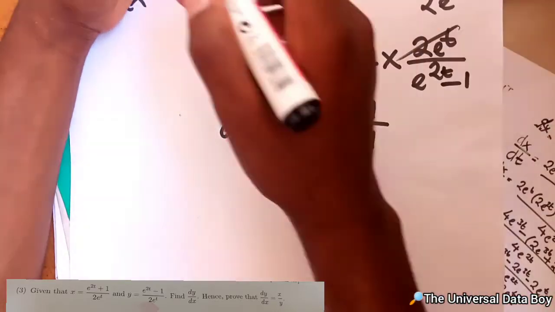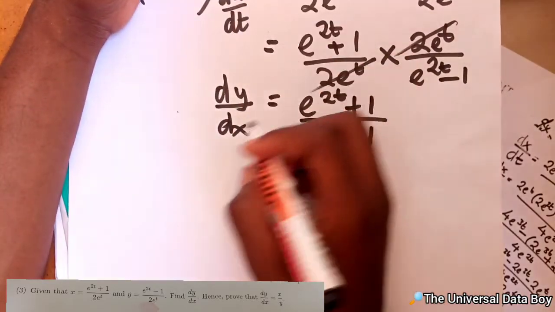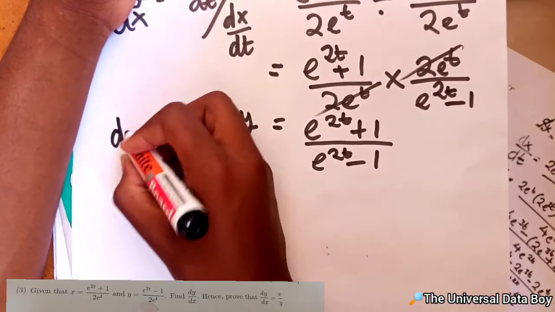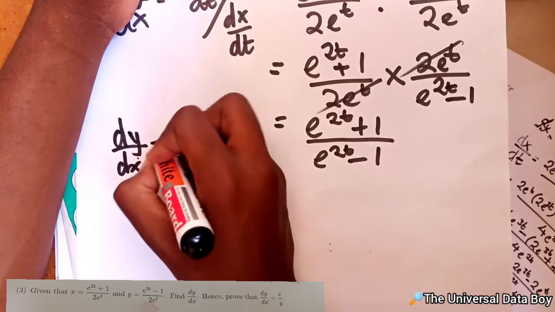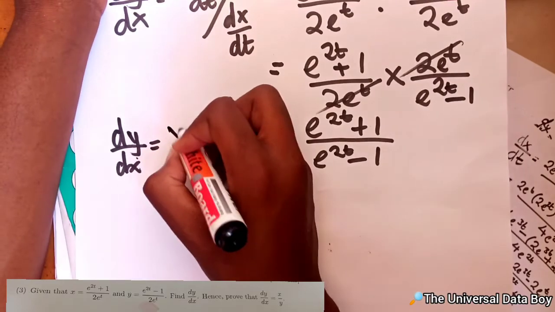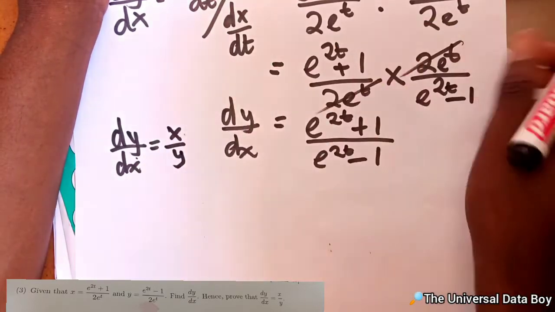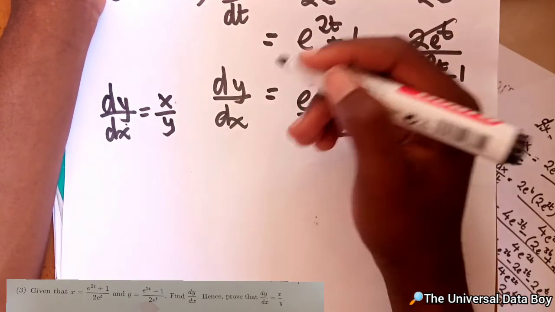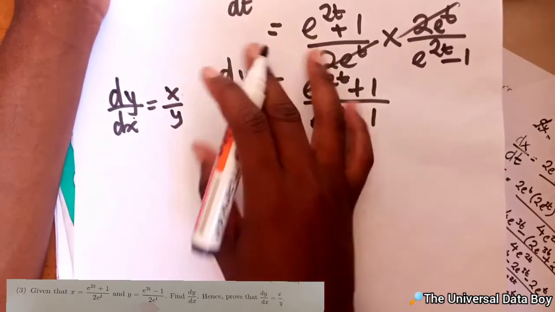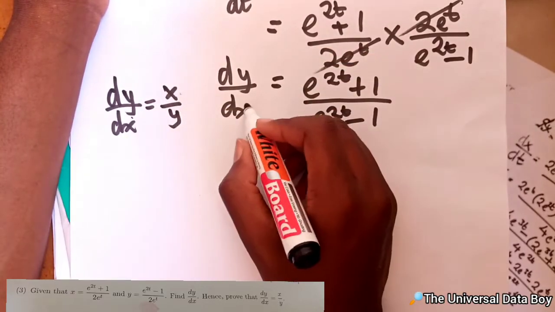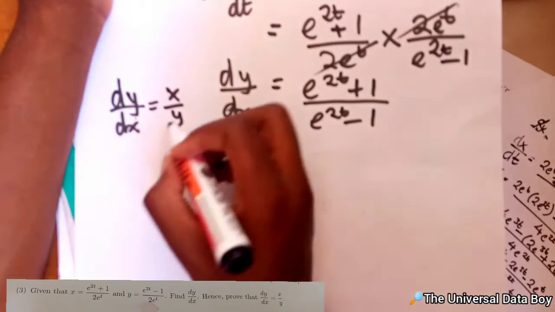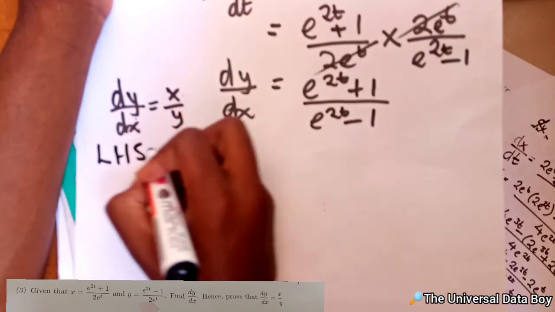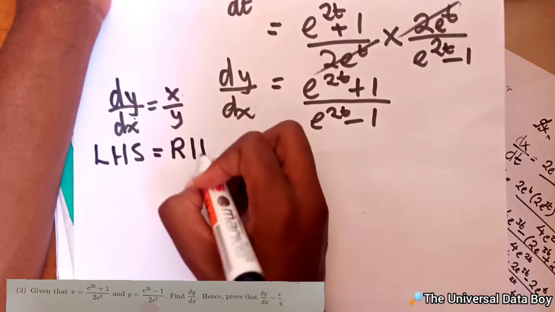Then we're being told, the second part of the question, to prove that dy by dx is equal to x over y. So now remember what our x was and remember what our y was. It's even shown on the screen. We've already found dy over dx. So now we can start with this one and say left hand side is equal to right hand side.